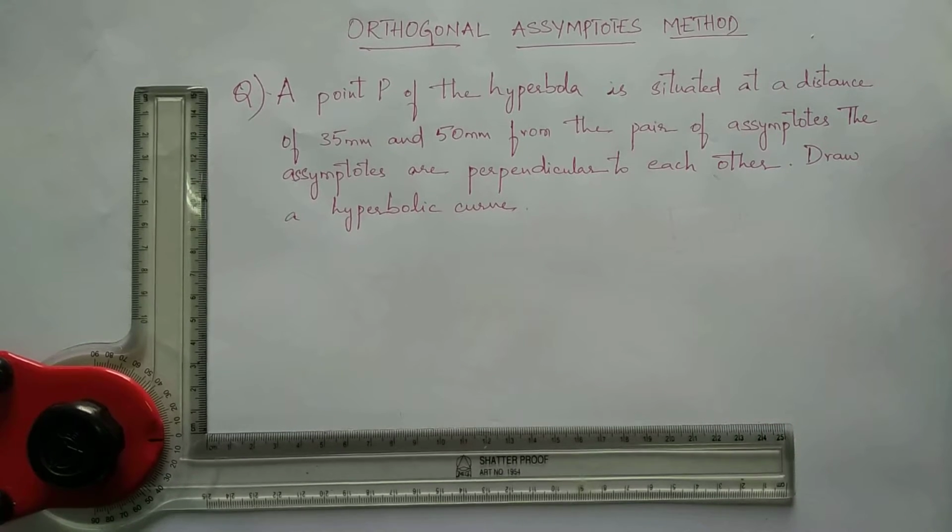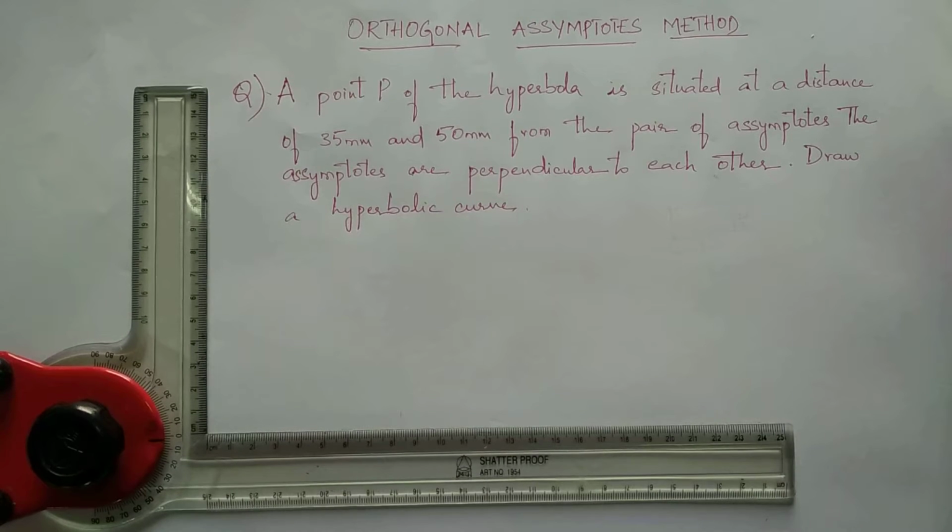Hello students, in the present video I am going to explain how to construct a hyperbola using asymptotes. Here, the method is called the orthogonal asymptotes method. We already know what is meant by orthogonal: two lines which are perpendicular to each other. Here also, in the same manner, the asymptotes will be perpendicular to each other.